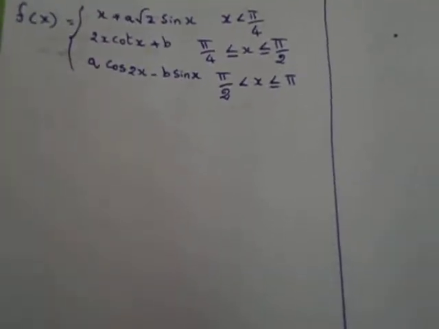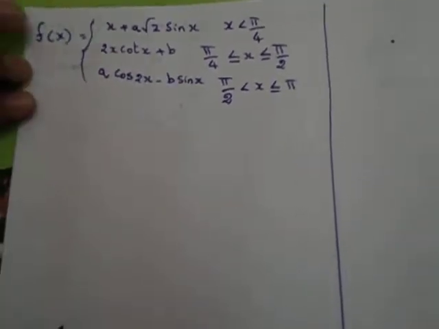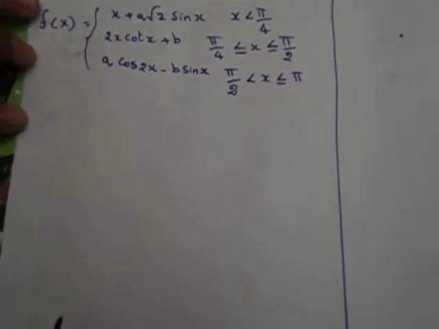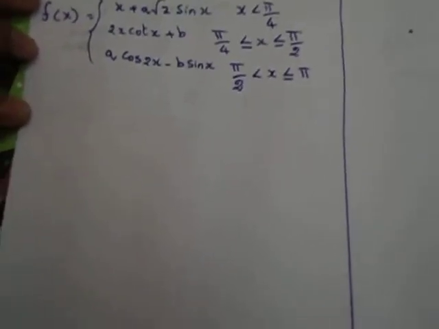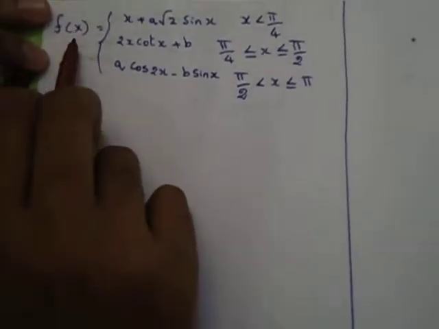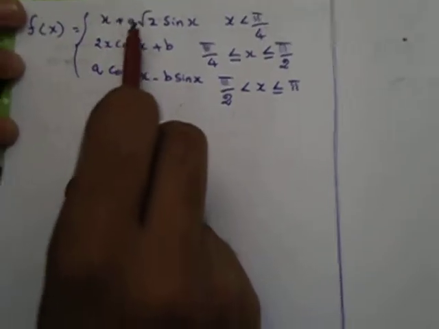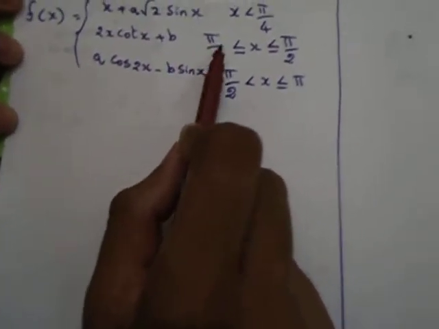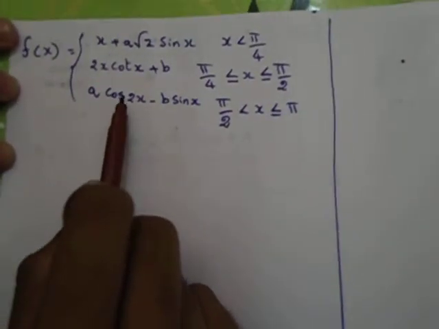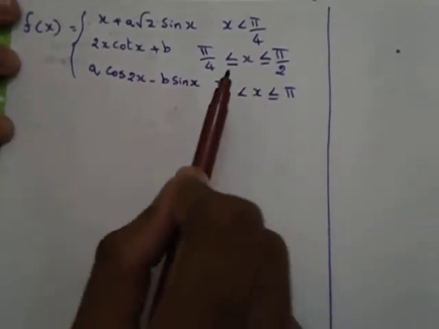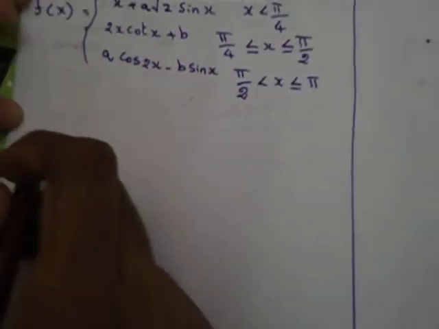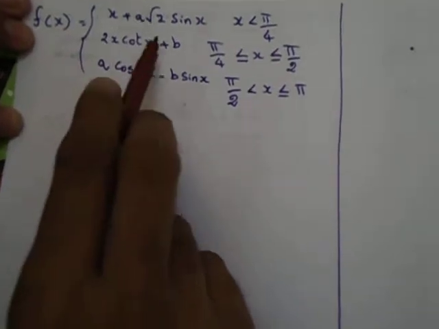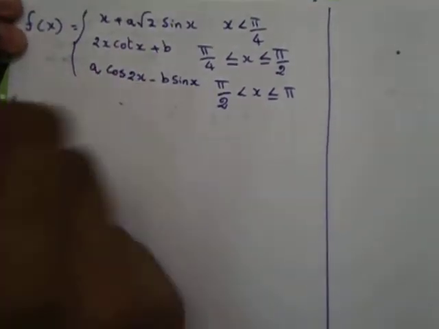Hey guys, in this tutorial let's take a look at more problems on continuity. So in this problem the function f of x is defined as x plus a root 2 sin x when x is less than pi by 4, 2x cot x plus b when it's between pi by 4 and pi by 2, and a cos 2x minus b sin x when it's between pi by 2 and pi. In this question we are supposed to find the values of a and b.